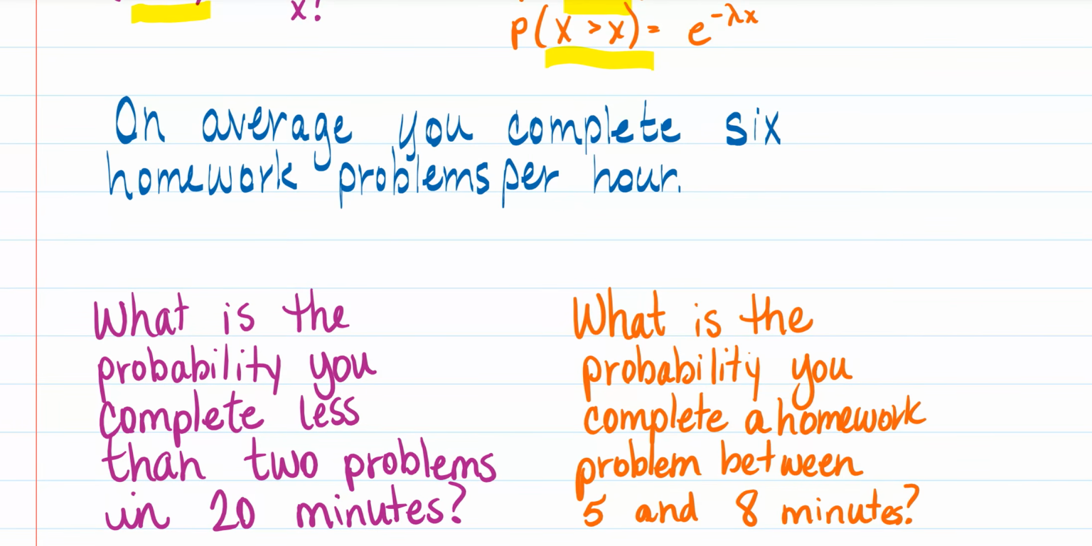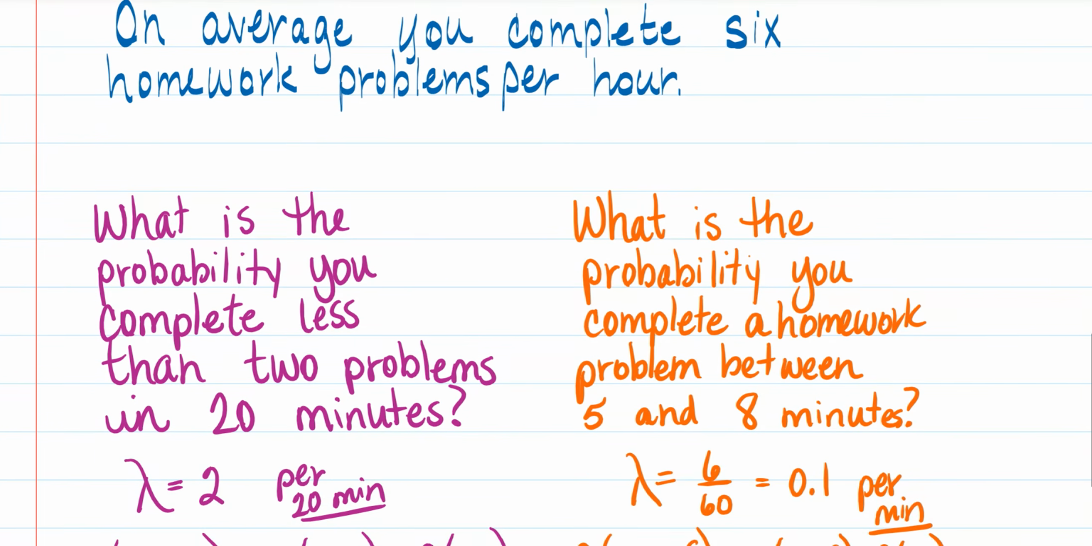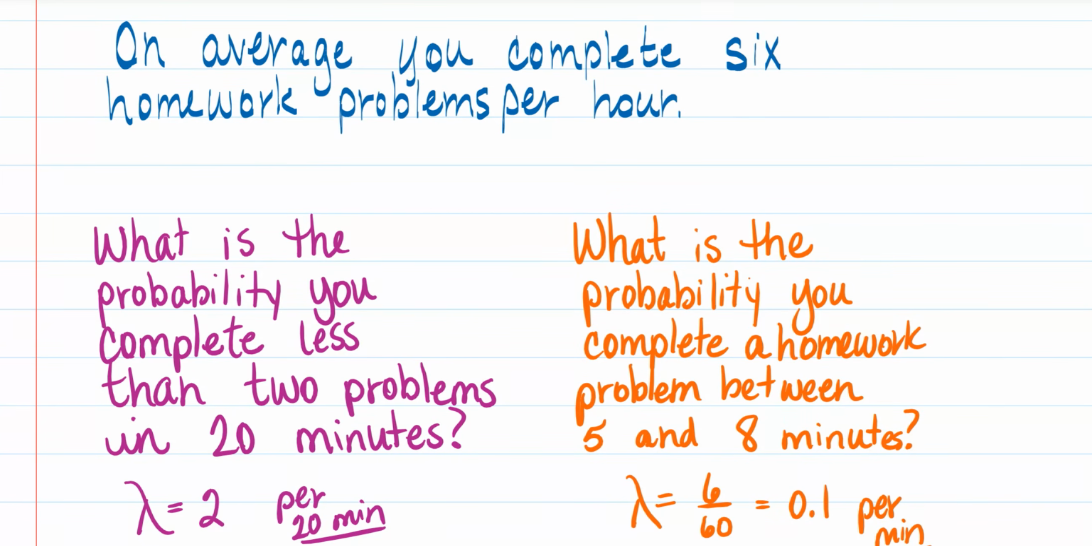A Poisson question is going to ask us about the number of events which happen in a unit of time. So the question is, what is the probability you complete less than 2 problems in 20 minutes? In this case, 20 minutes is our unit of time, and we use this to find lambda. Since our expression was that on average you complete 6 homework problems per hour, and in this case our unit of time is only 20 minutes, we need lambda in terms of per 20 minutes, and we simplify 6 over 60 to translate to 2 for 20 minutes. So lambda for this problem is 2.